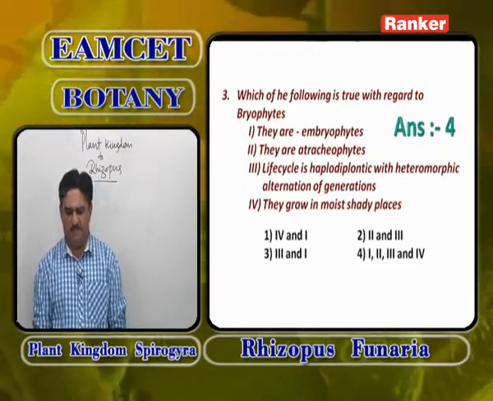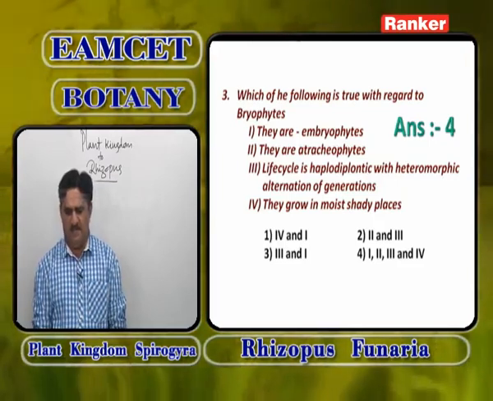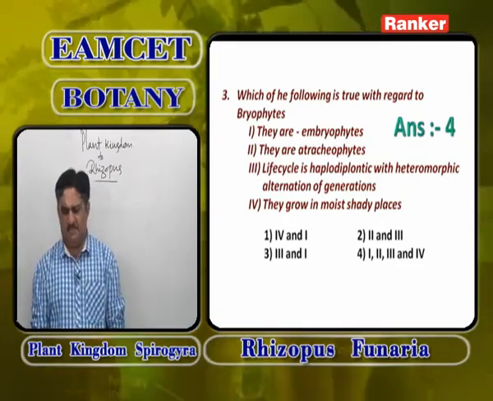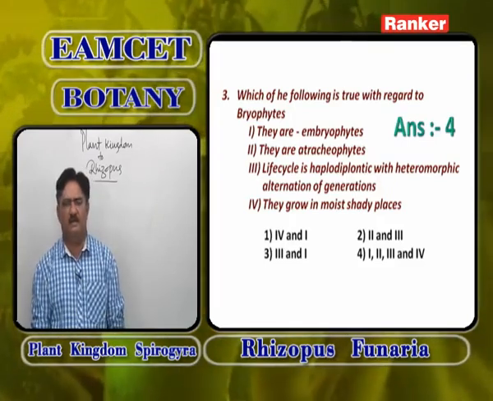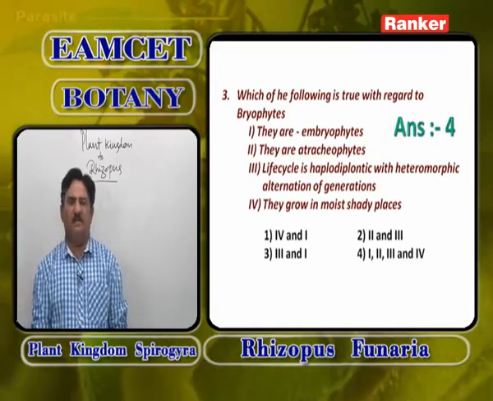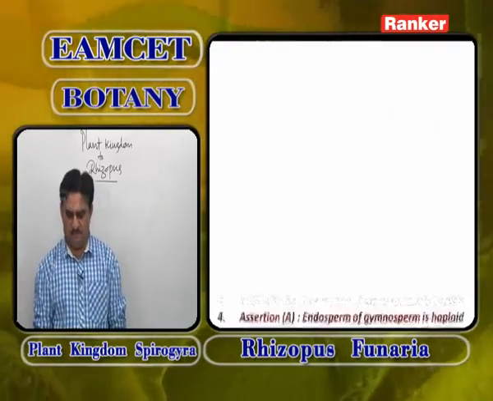So they are embryophytes, they are atracheophytes. Life cycle is haplodiplontic with heteromorphic alternation of generations. They grow in moist, shady places. All four characters are correct for a bryophyte. So 1, 2, 3, 4 will be the answer. That's why the answer will be 4.